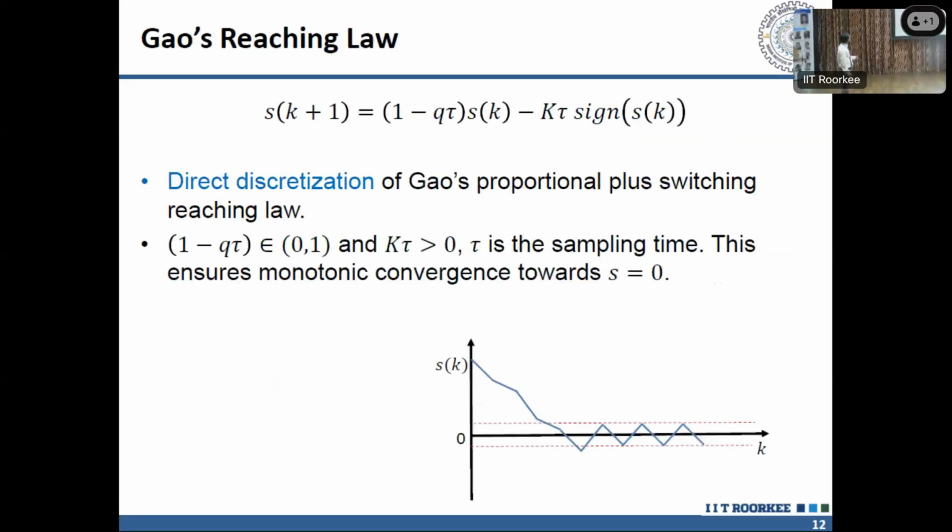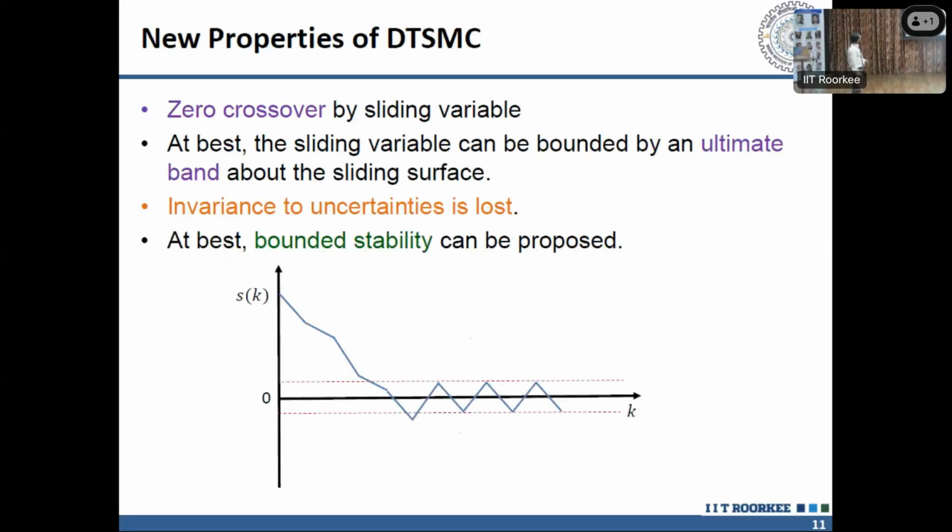Before that, let us just tally down what are the new properties that were discovered by this discussion so far. That the 0 crossover of the sliding variable happens. It was not happening in the continuous time case. In the continuous time case, you hit 0 and you stay. Here you have a 0 crossover. So when we have a 0 crossover, what best can we achieve?